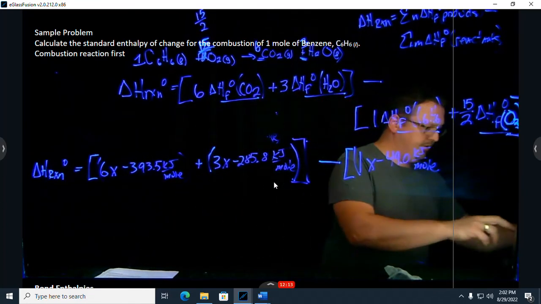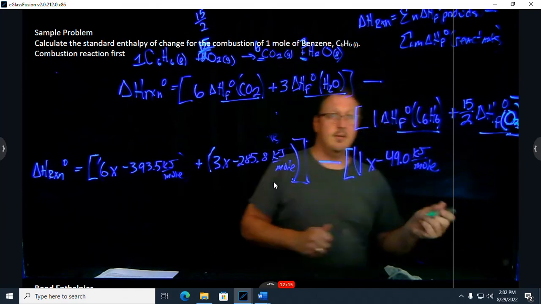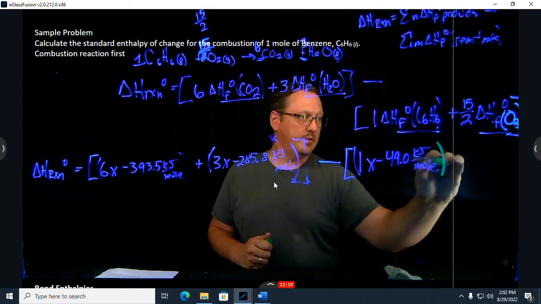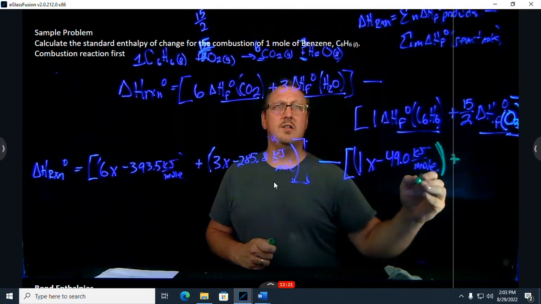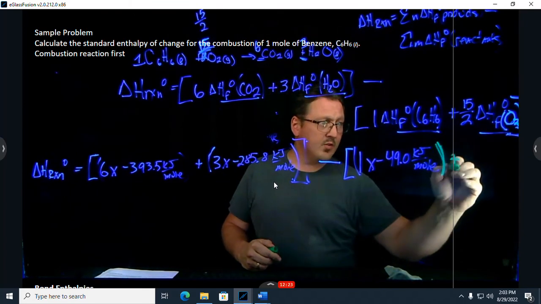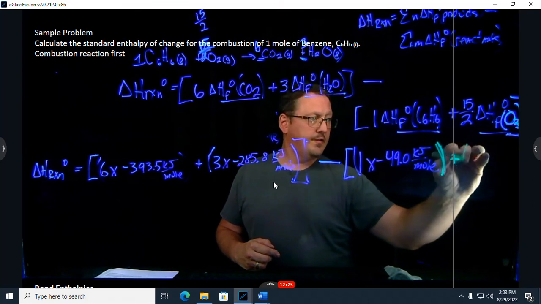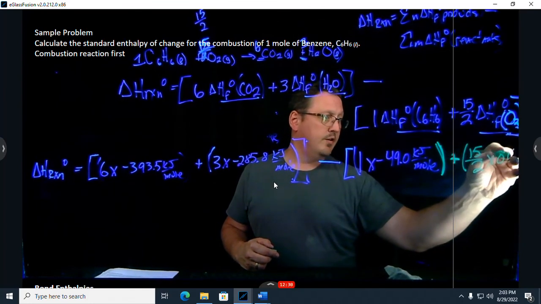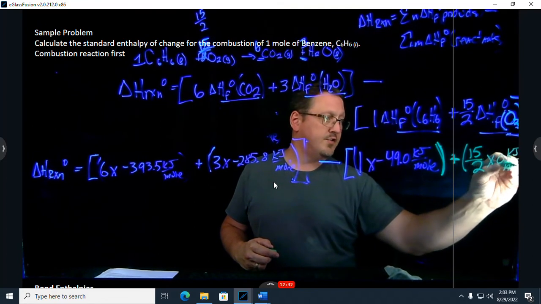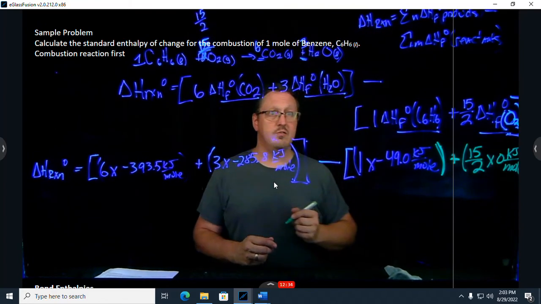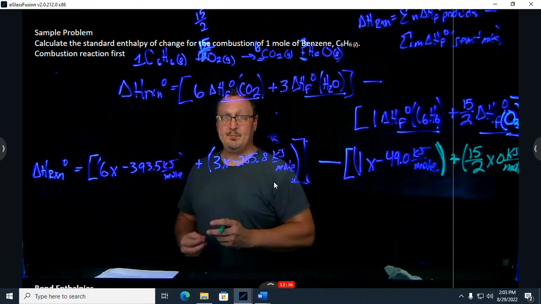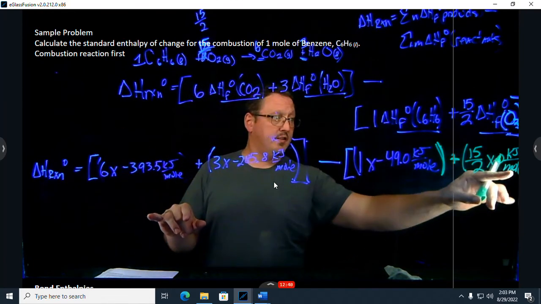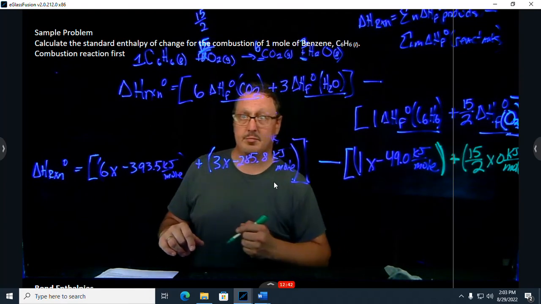okay, I think we're done with blue today. Moving on, different color. Plus, you can see it's green, plus 15 halves times 0 kilojoules per mole, because this is oxygen in its natural environment. So there we go. That's our basic equation, end of bracket there.